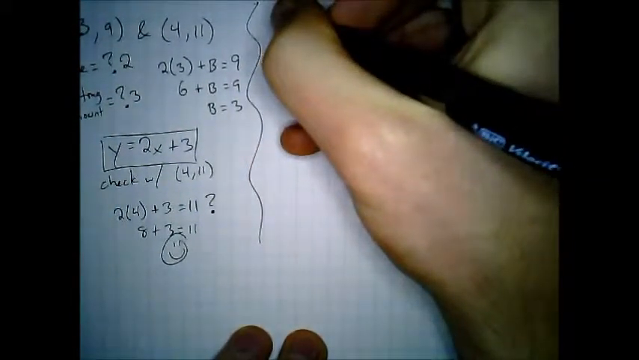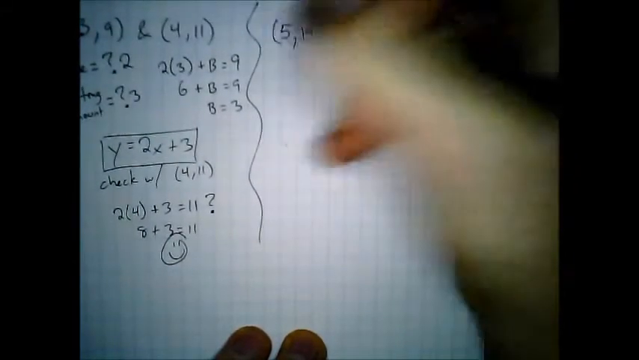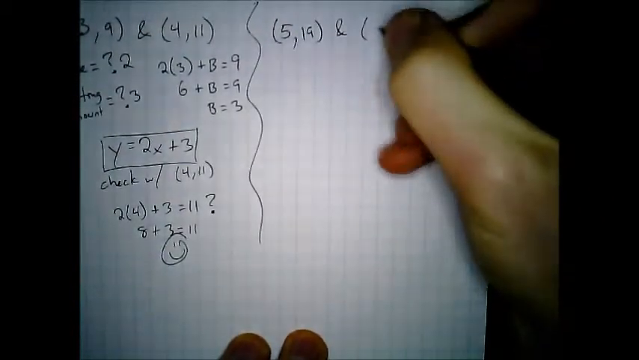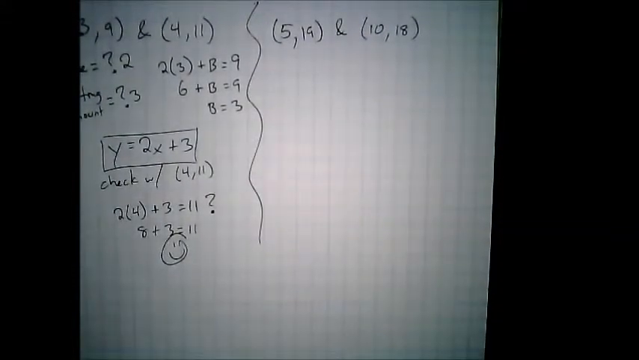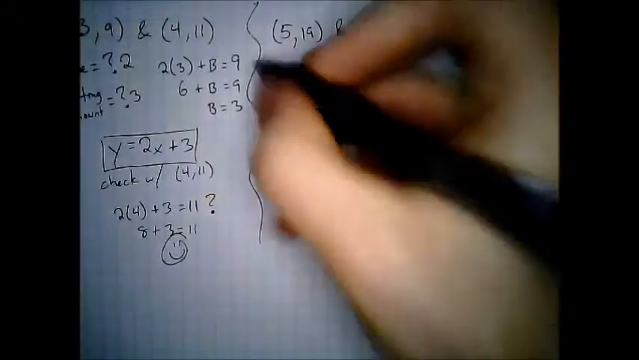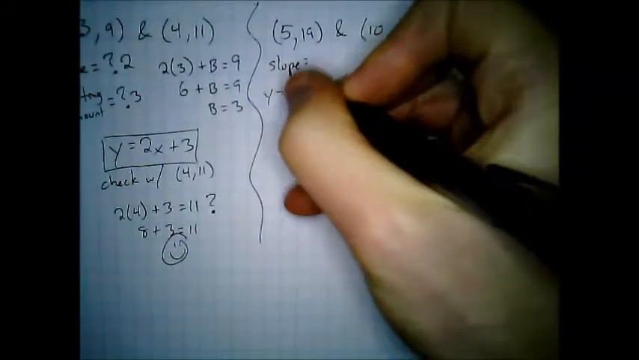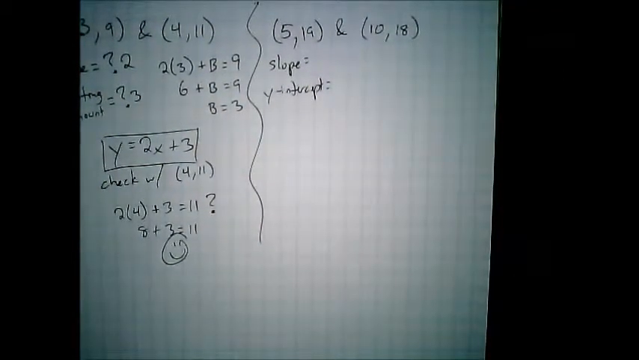Okay, let's try another one. Say we have the point (5, 19) and (10, 18). And we want to write the equation of the line through these 2 points. So again, we need our slope and we need our y-intercept, which is our starting amount, but we're just going to start calling it the y-intercept.